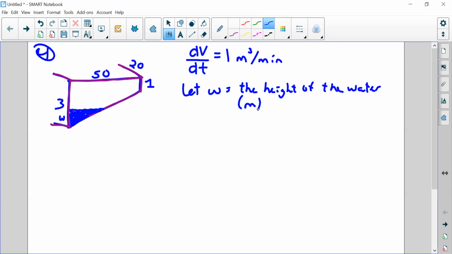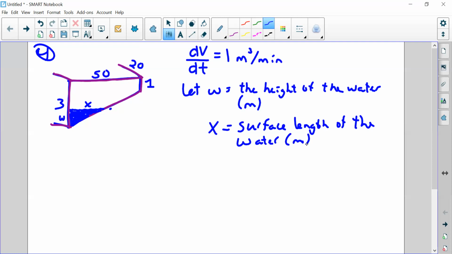And we'll let X represent, because as this is filling up, this distance here is also changing. That's something that's changing. As water fills up, that length is getting longer and longer. So we'll let X equal the surface length of the water. And that's a length, so that's also in meters.